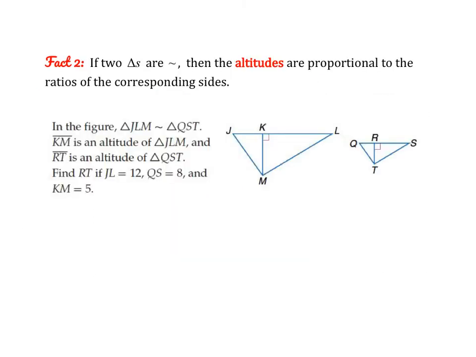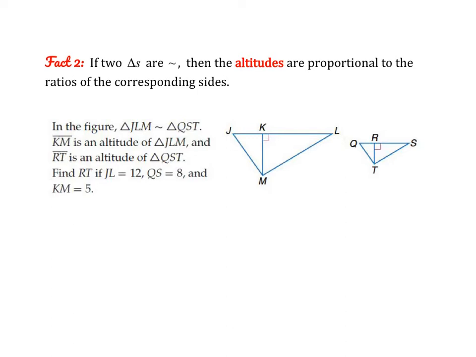All right, so now we're going to work with the altitude. It says if two triangles are similar, then the altitudes are proportional to the ratios of the corresponding sides. So here we have two triangles with altitudes. I know that because I see these 90-degree angles. And then they give us a bunch of information. So let's fill in our pictures.